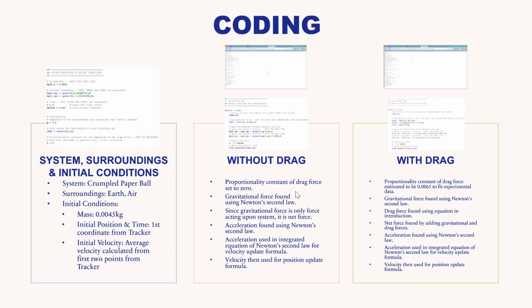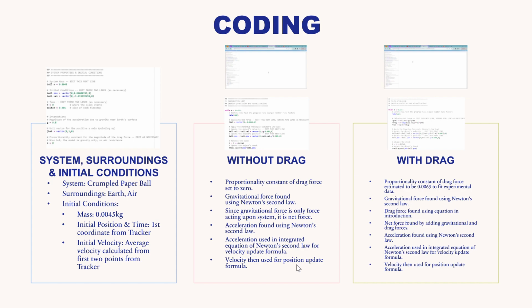For without drag, the proportionality constant of drag force is set to 0. The gravitational force would be the only force, and thus the net force. And acceleration was found using Newton's second law, dividing the net force by mass. And then acceleration was input into the velocity update formula, and then velocity was input into the position update formula, and it was then incrementally done at each time step.